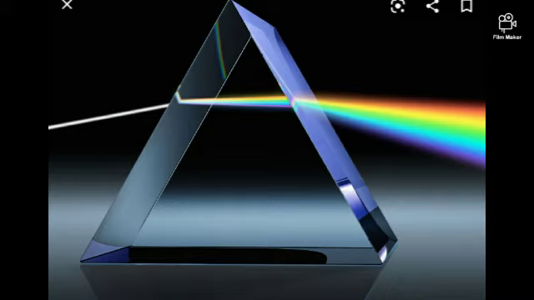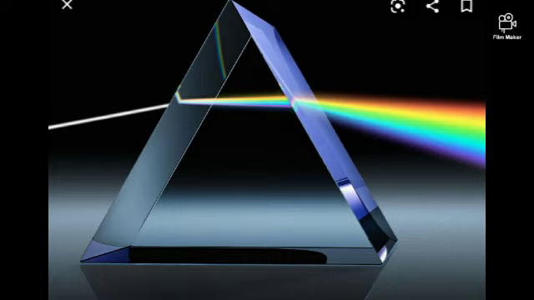So the pic here that I'm showing is of a glass prism, and to the left of the prism you can observe the white light, and to the right of the prism you can observe the 7 different colors. So when the white light scatters into its original 7 different colors, this phenomenon is called the dispersion of light.